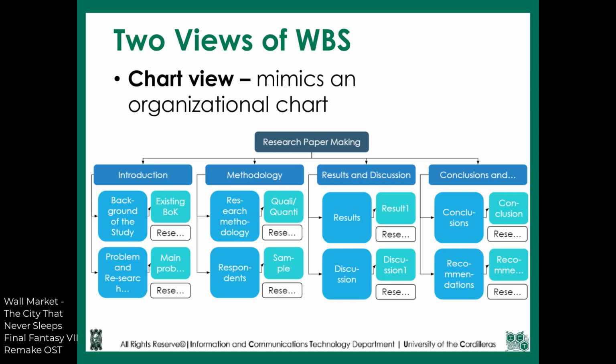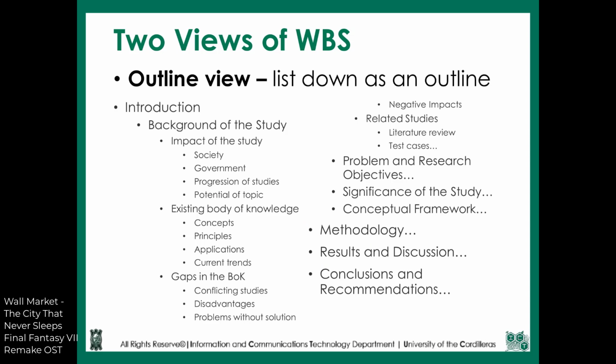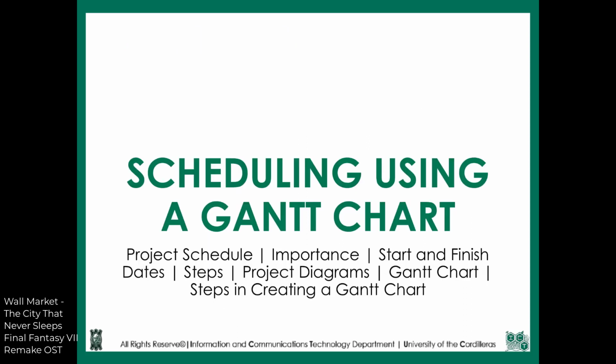The chart view, as seen here, mimics an organizational chart. This is the more preferred version as it feels more organized and can be analyzed easier and can be used for discussions. The outline view can be used if there is not much time to create the previous one, or if you will be distributing it individually. Now let's move on to the second part, scheduling using a Gantt chart.